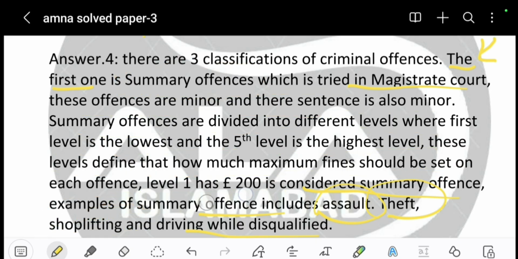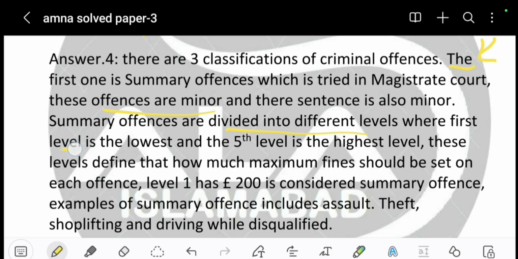So this whole paragraph basically discusses only the summary offenses. Summary offenses were the first classification of criminal offenses. Summary offenses are tried in magistrate court. After writing this, I have discussed that these offenses are very minor. They are not that severe, and these offenses are divided into different levels.